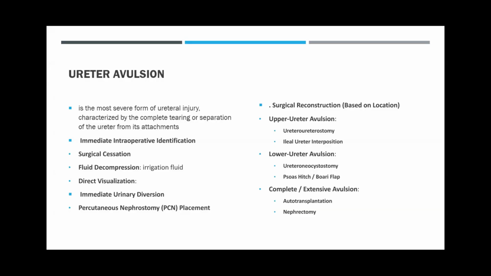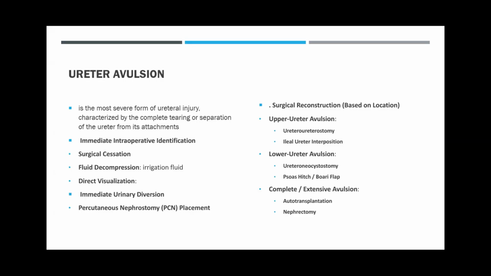And when we suspect that diagnosis, we need to immediately identify the avulsion, and we need to stop the surgery. We need to stop the irrigation fluids. We need to see what's happening exactly, either with the scope. Then we need to make a diversion, either with PCN or nephrectomy. Then we need to reconstruct that ureter.